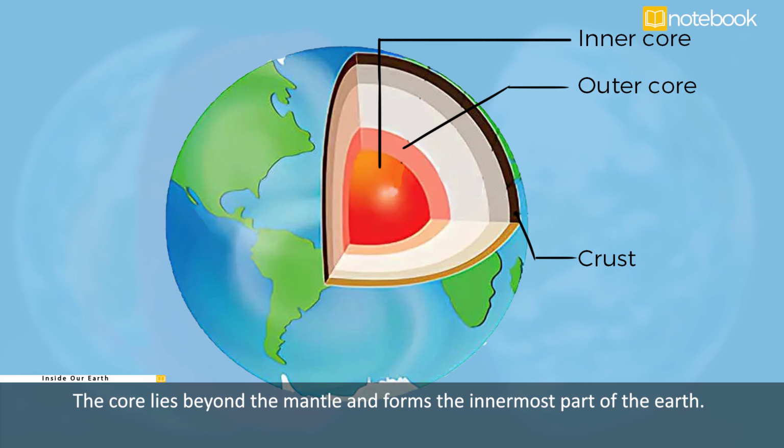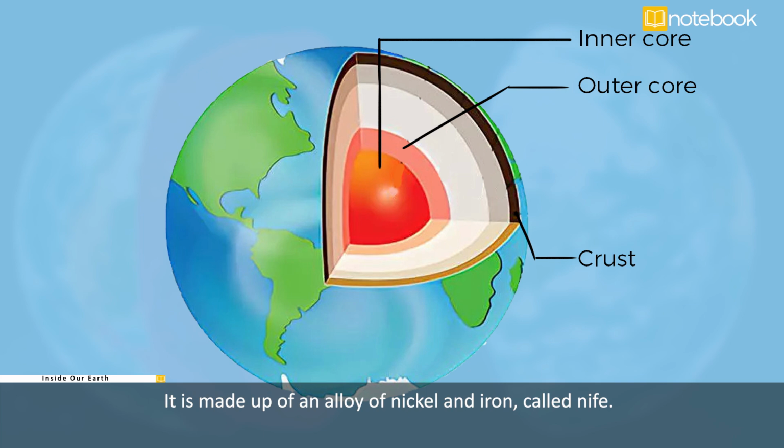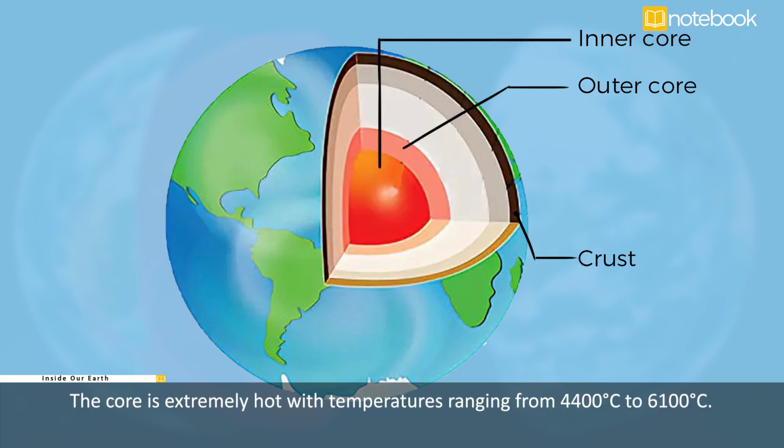The core lies beyond the mantle and forms the innermost part of the Earth. It is made up of an alloy of nickel and iron called Nife. The core is extremely hot, with temperatures ranging from 4,400 degrees Celsius to 6,100 degrees Celsius.